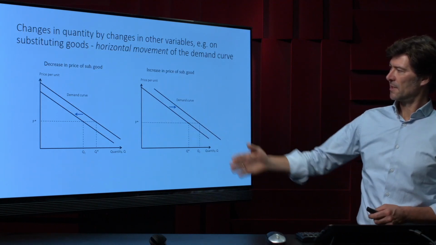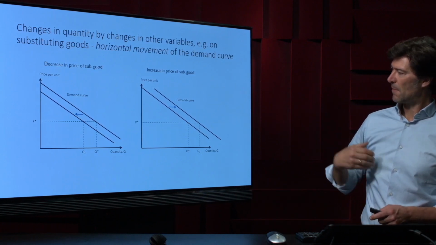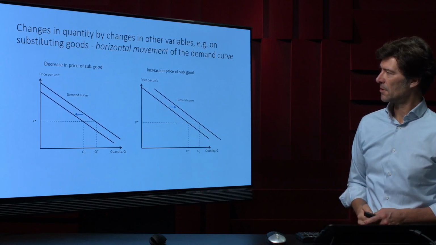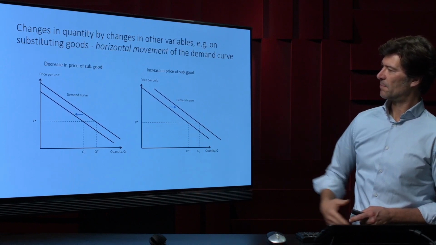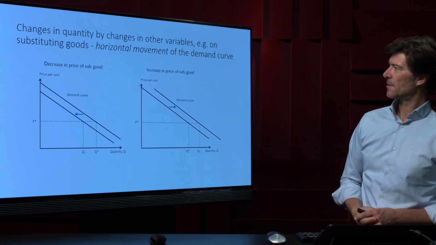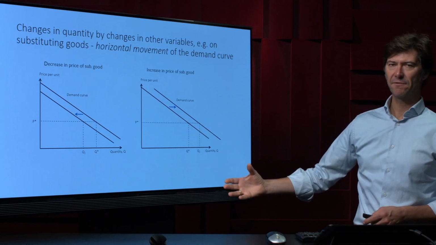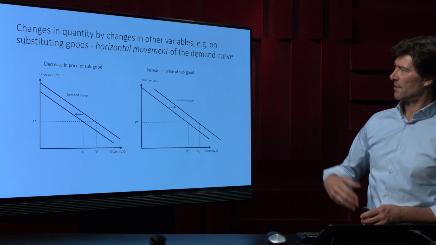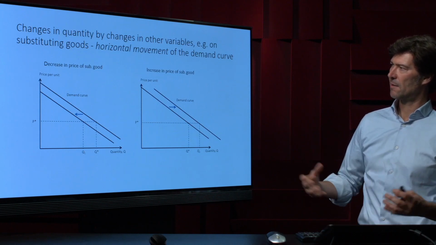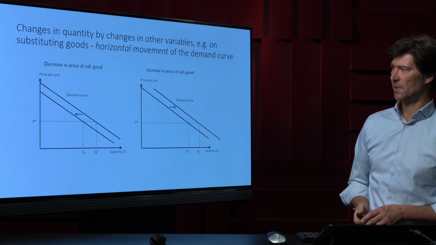The opposite picture is an increase in the price of the substituting good, which might increase the demand for this good, and this is illustrated by a shift in the demand curve to the right. And it can be all kinds of variables that are changing the demand curve. It can be income, total income for individuals, or as I said, the price of a substituting good.